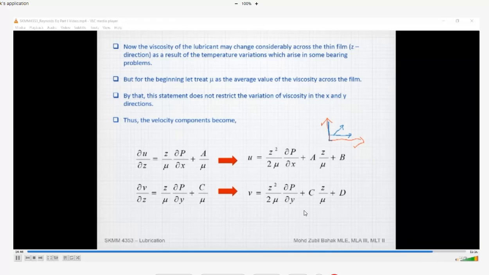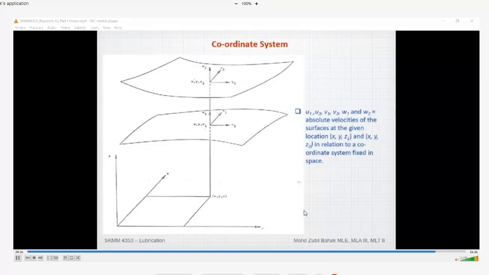In order to determine A, B, C, and D, we will discuss it in detail in the next video. But before that, let's imagine this is the plane that we have at the bottom in the figure here, which is x, y, and z equal to 0.